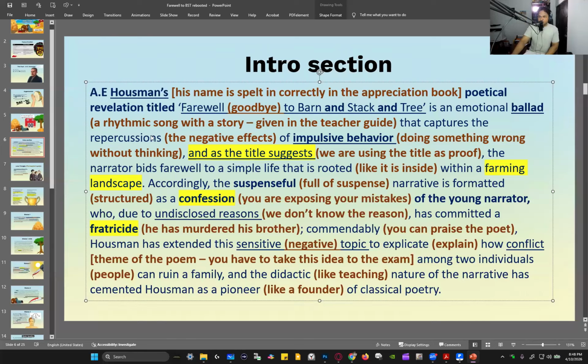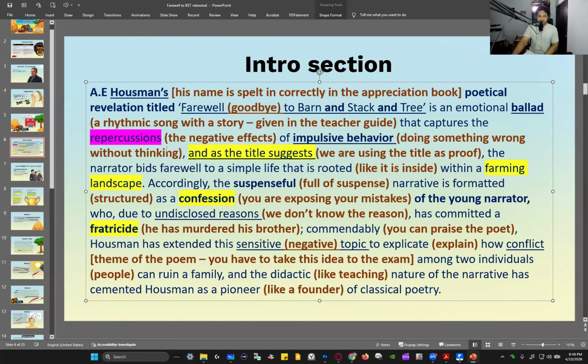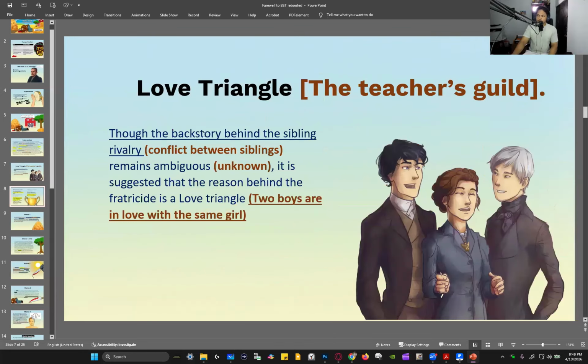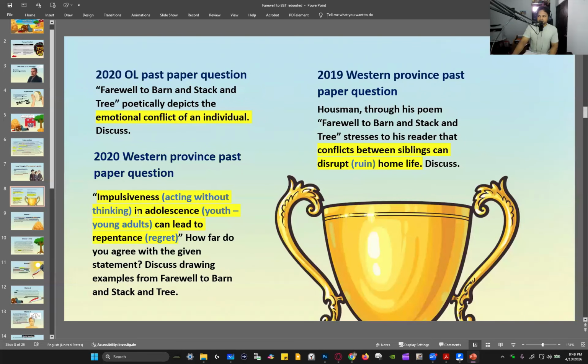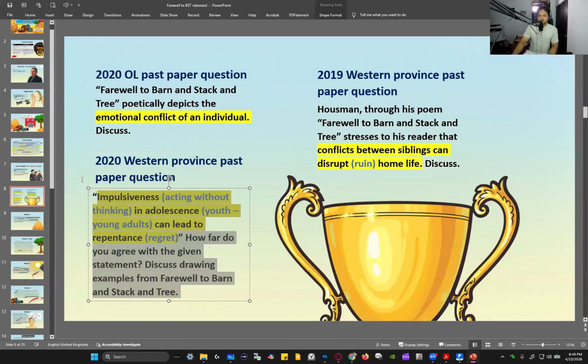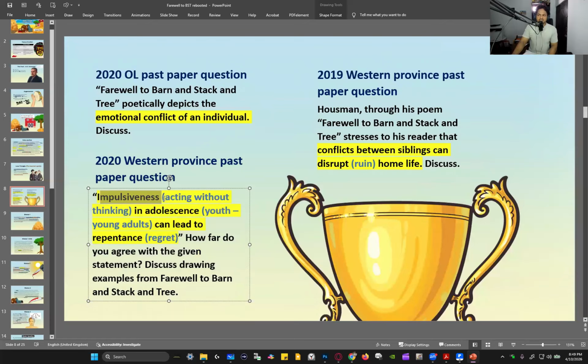Repercussions, now there is a word called repercussions here. Repercussions mean negative effects. Now, you might ask me, sir, these are not in our syllabus, sir. No, it's there. Look at the 2020 Western Province past paper. Impulsiveness in adolescence can lead to repentance.